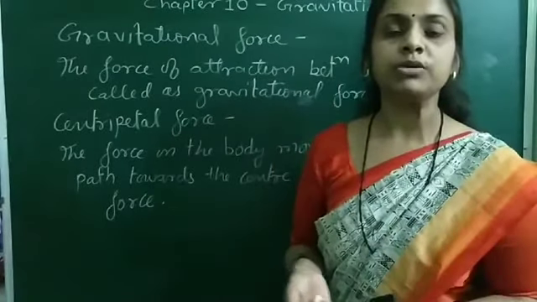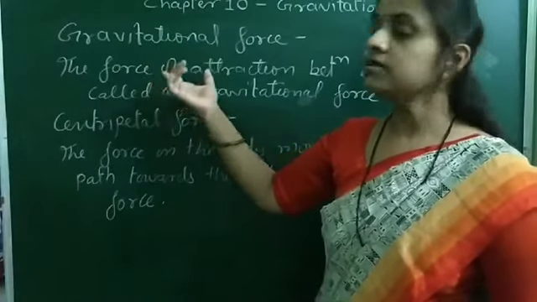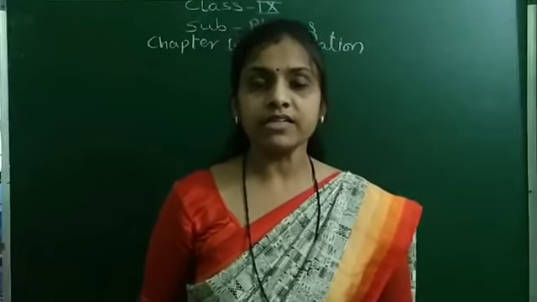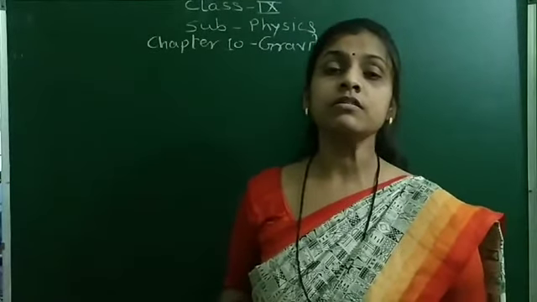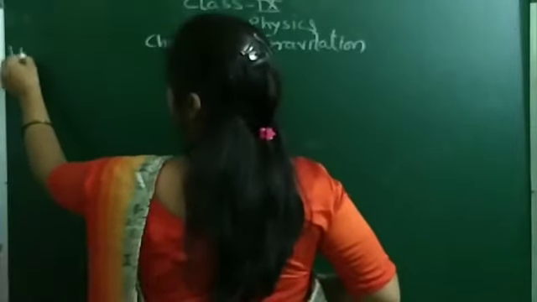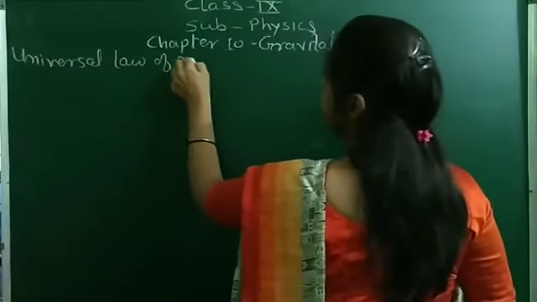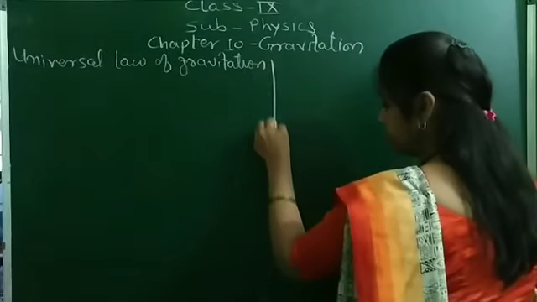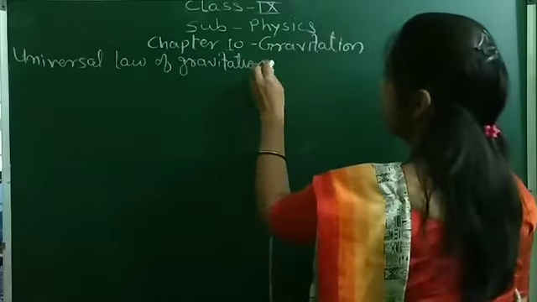Due to that centripetal force, the moon revolves around the earth, and in the universe there is a force of attraction between objects or between planets, and that force we call the gravitational force. Newton stated that all objects in the universe attract each other because of this force, and that force of attraction in all objects is called the gravitational force. Now we will see what is the universal law of gravitation. This universal law of gravitation was stated by Newton.